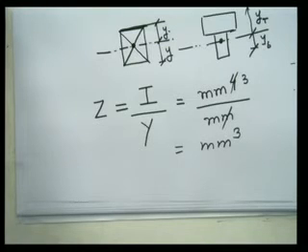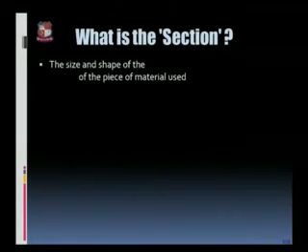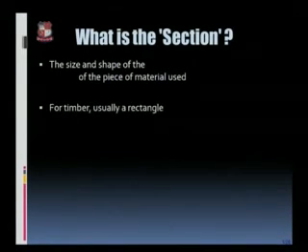So what is the section? When I come to the section, what is the section? The size and the shape of the piece of the material used is the section. Now material used: generally in our civil engineering works, we use materials like timber, wooden beams, or we use steel beams, that is I section, T section, or we use an RCC beam.